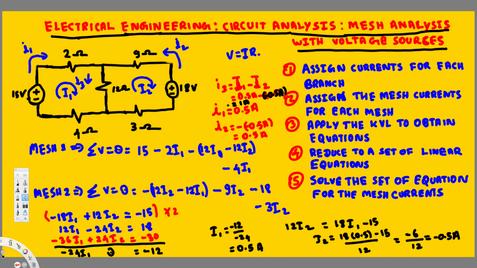Now we have all the branch currents and we have the mesh currents, and that's how we do this kind of problem, right?